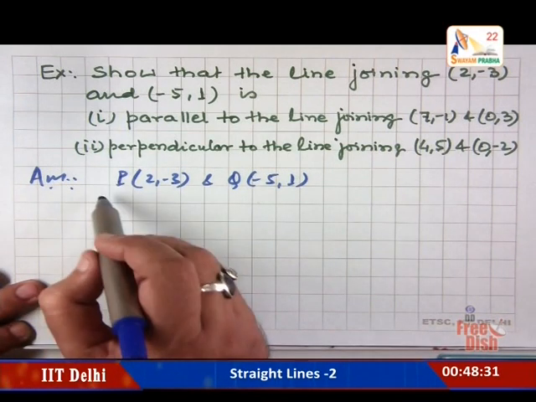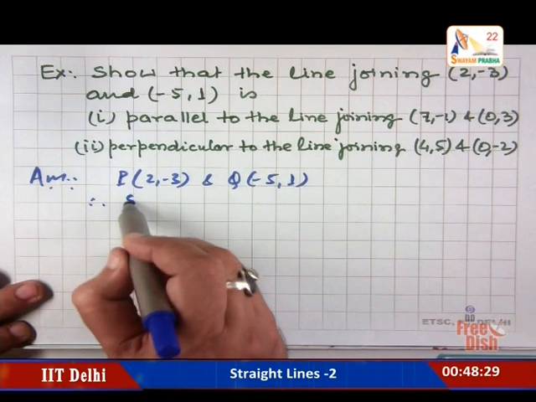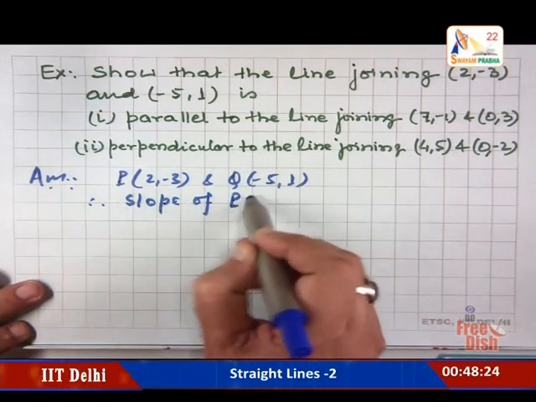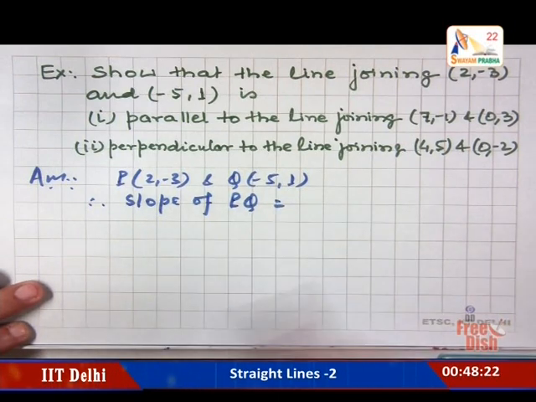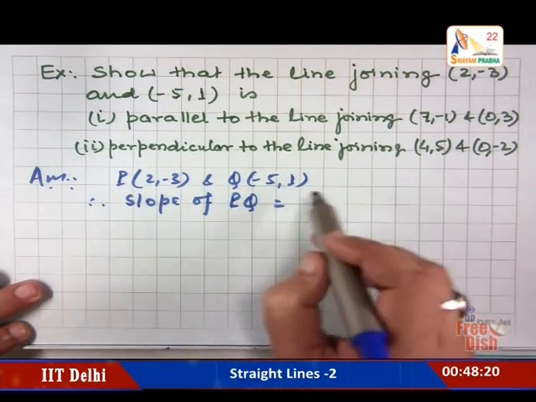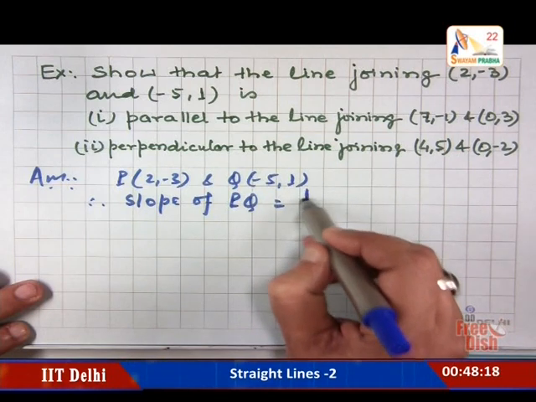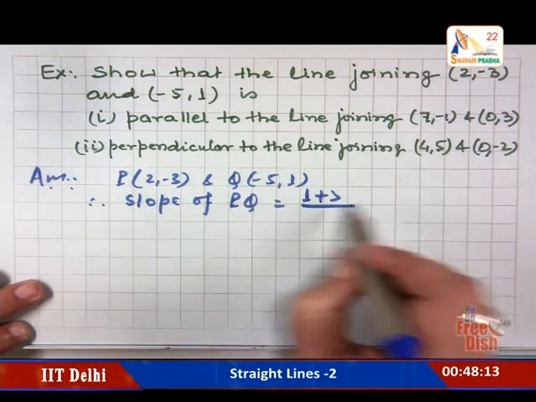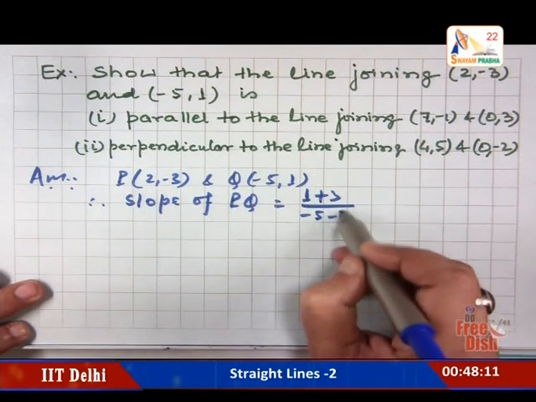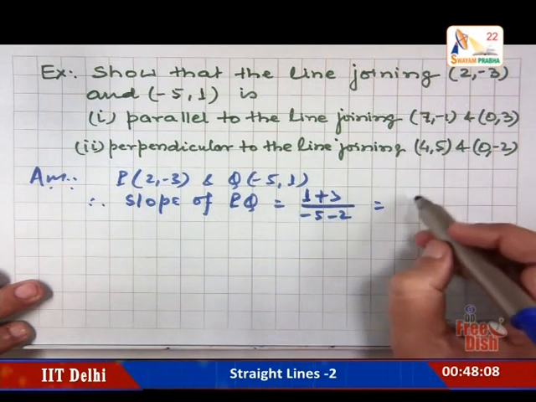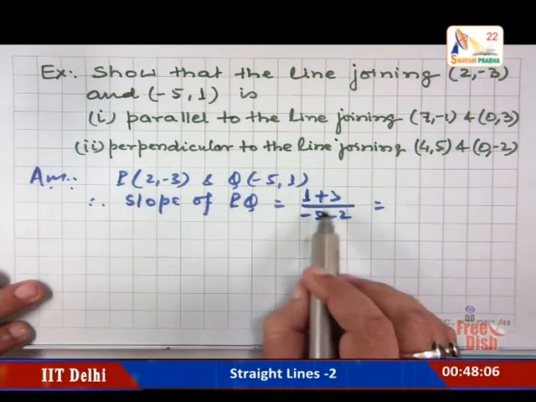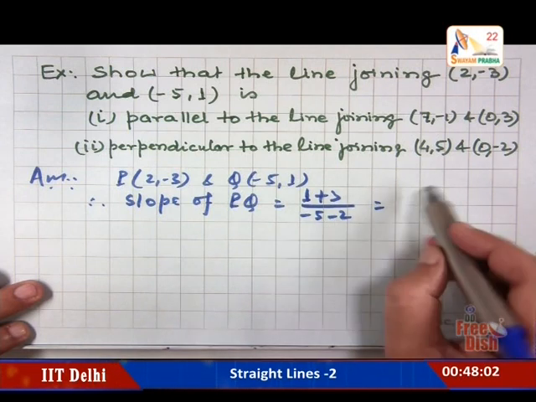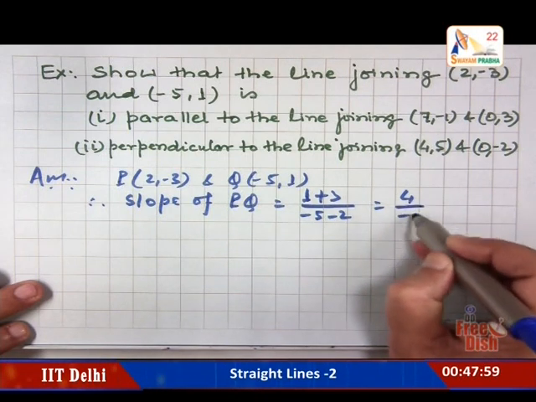So slope of PQ is equal to what? Slope of PQ is y2 minus y1, means 1 plus 3, and x2 minus x1, minus 5 minus 2. So 1 plus 3 and minus 5 minus 2 means 4 by minus 7.